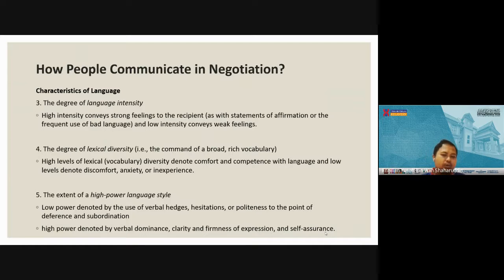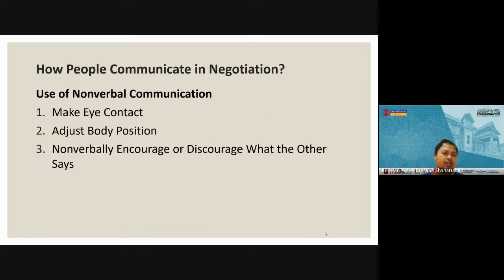The extent of a high power language style: low power is denoted by the use of verbal hedges. Verbal hedges mean that you are making a statement less forceful, for example, "Excuse me, would you mind showing me around the lot that we are buying?" That is hesitation or politeness to the point of deference and subordination. High power is denoted by verbal dominance, where you like to clarify things and show firmness in expressing yourself.